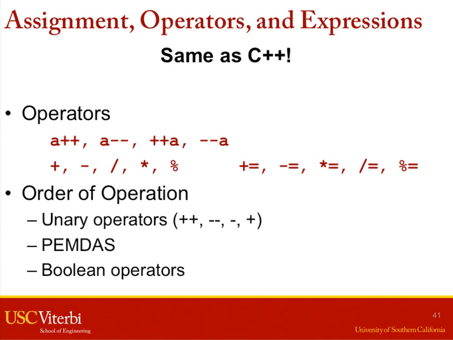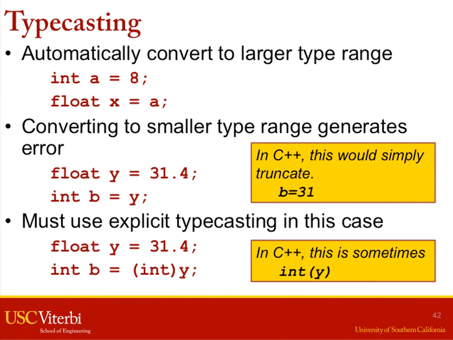But you know what I mean? The MD are together and the AS are together. Okay? And then we'll do Boolean operations after that. So we'll do the unary, the PEMDAS, and that. Okay? So there you go.